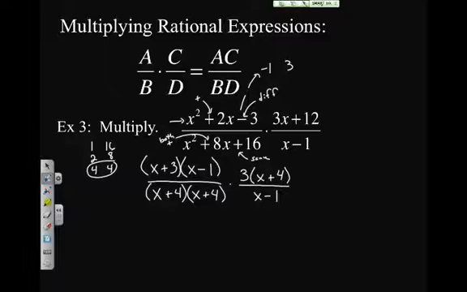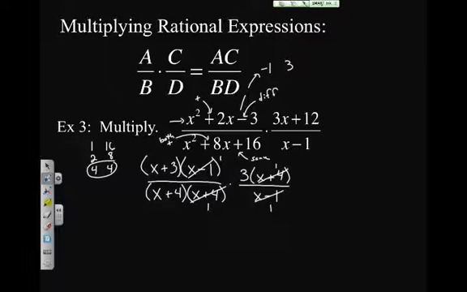Once we've written it like this, when we have fractions and we're multiplying, we can cancel from top to bottom. As long as one factor's on the top and one's on the bottom, we can cancel it. So if we look at this, we can cancel x plus 4 and x plus 4. And we can also cancel x minus 1 and x minus 1.